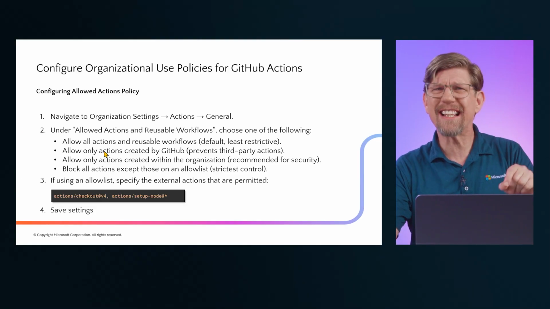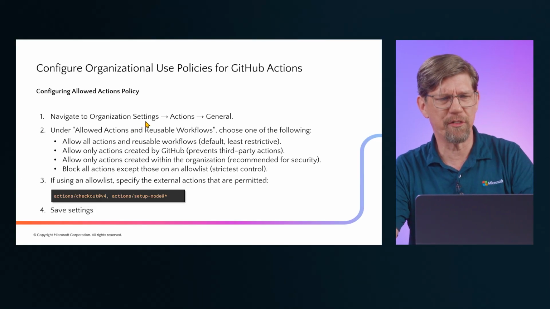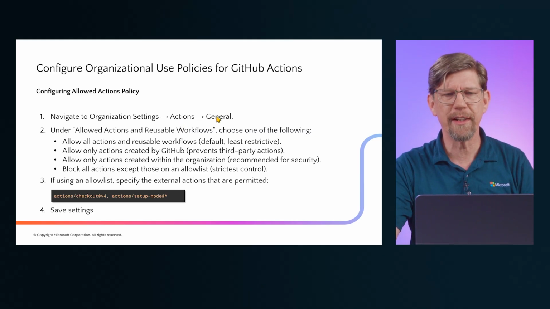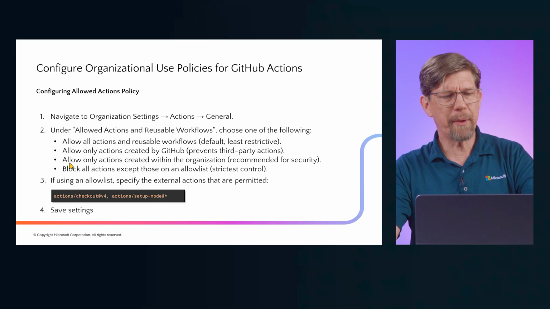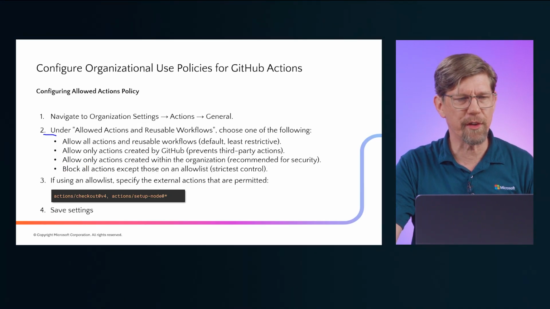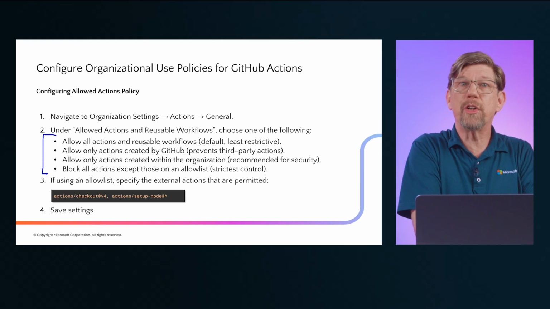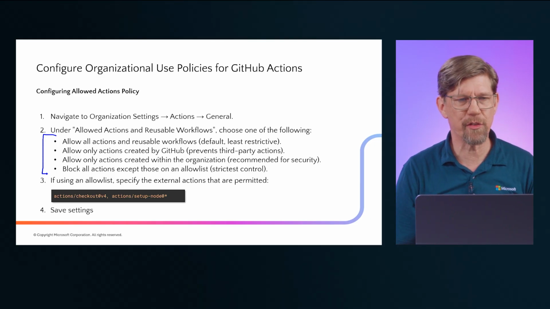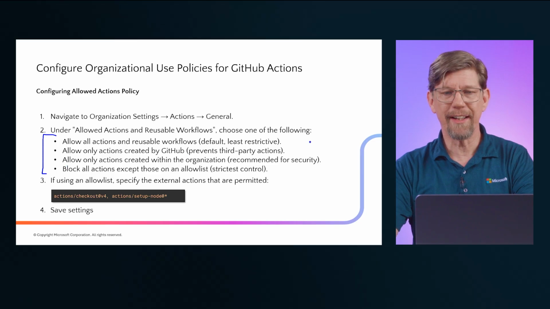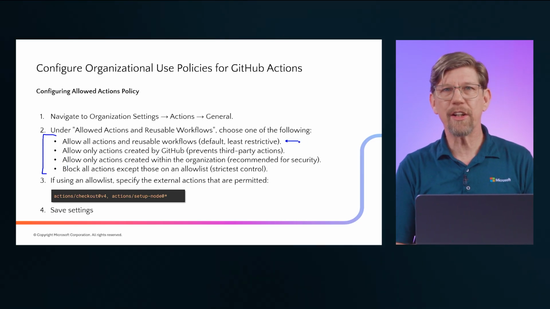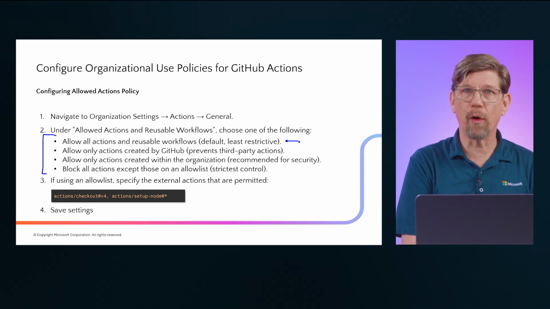And so it's in a slightly different location from what we saw before. It's in settings, actions, and then instead of a policy section, it'll go into general. But we have a similar set of controls here when it says what workflows are allowed to use which actions. And the default is, again, all actions, right? That if you can find it, you can get your hands on it. That is the default level.